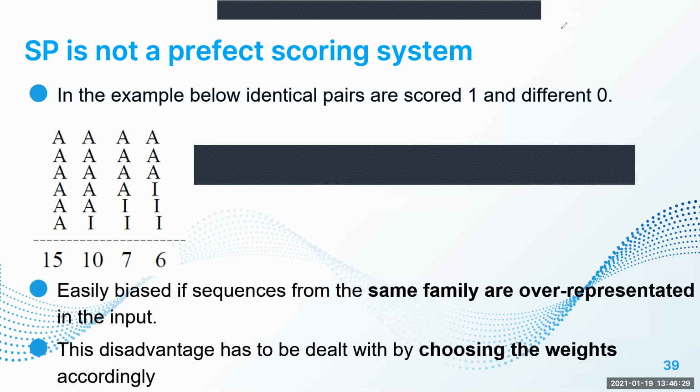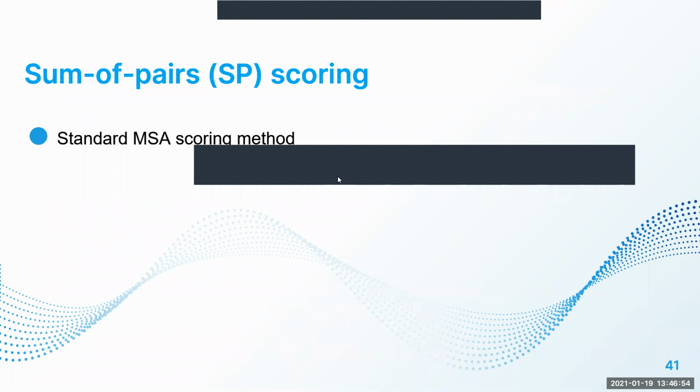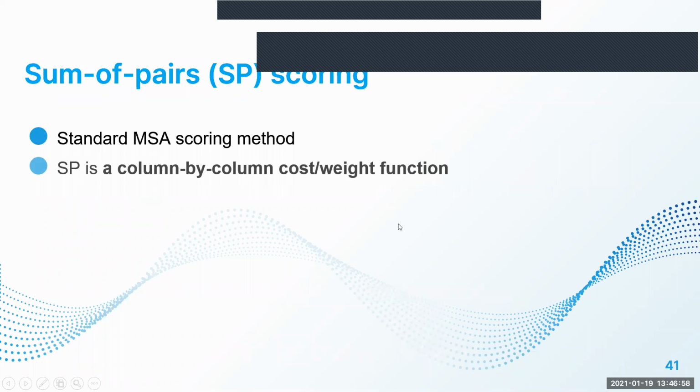So are you okay up to this point? I hope you can do a calculation like this and compare several alignments based on the value. This sum of pairs scoring system is a standard one, right?